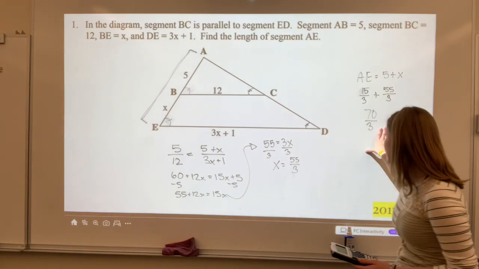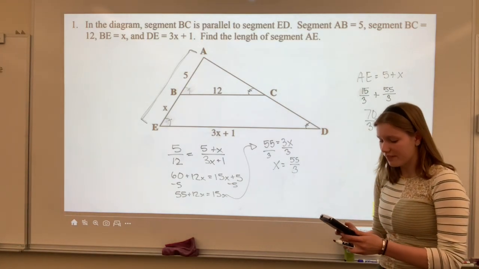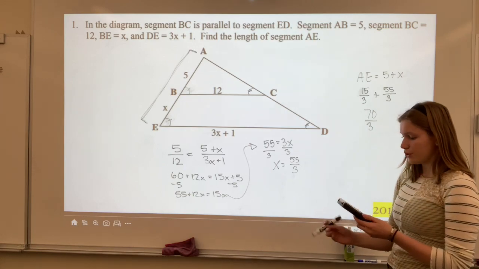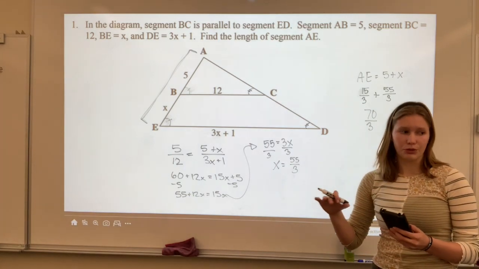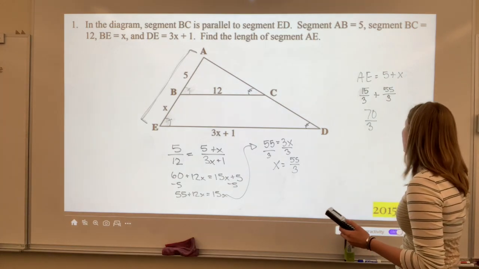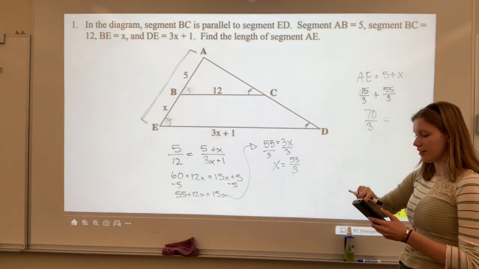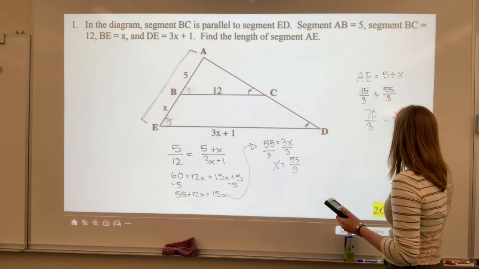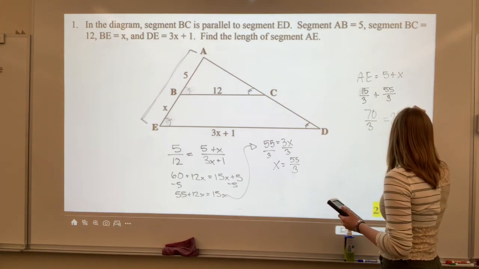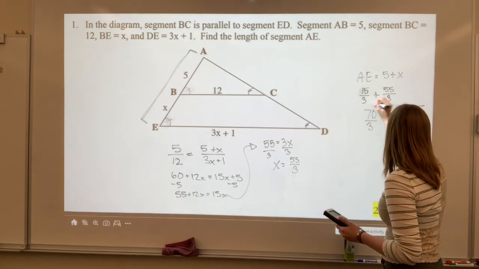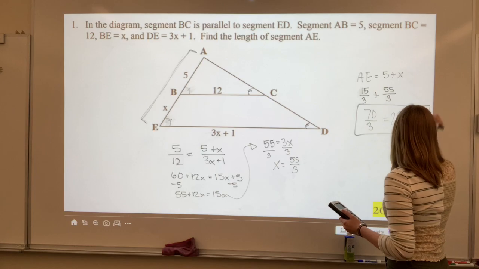So I'm going to divide this and I'm just going to get a decimal answer. So 70 divided by 3 is equal to 23.33333 repeating. So I'm going to round out to 4 decimals. So it's going to be 23.3333. And either one of those work for your answer.